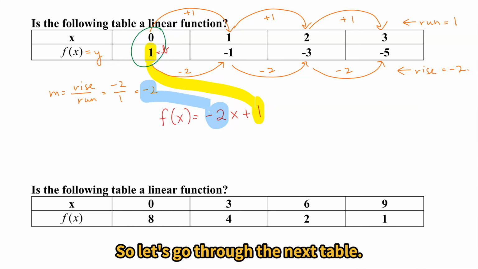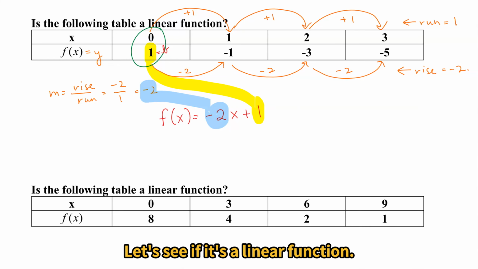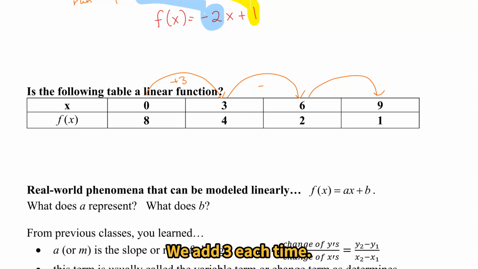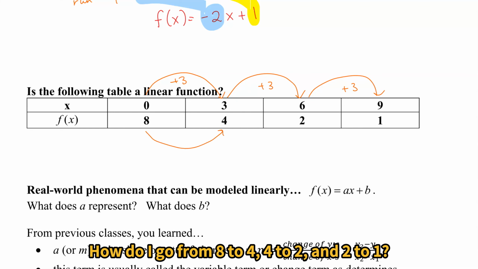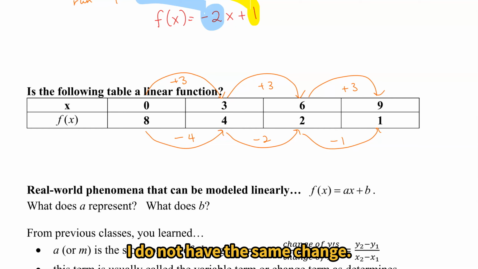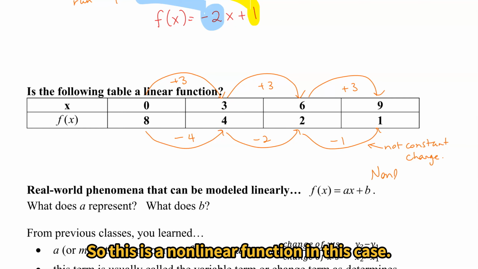So let's go through the next table. Let's see if it's a linear function. We'll start out like before. How do I go from 0 to 3, 3 to 6, from 6 to 9? We add 3 each time. But how do I go from 8 to 4, 4 to 2, and 2 to 1? 8 to 4 would mean I subtract 4. 4 to 2 means I'm subtracting 2. 2 to 1 means I'm subtracting 1. I do not have the same change. So this is a nonlinear function in this case.